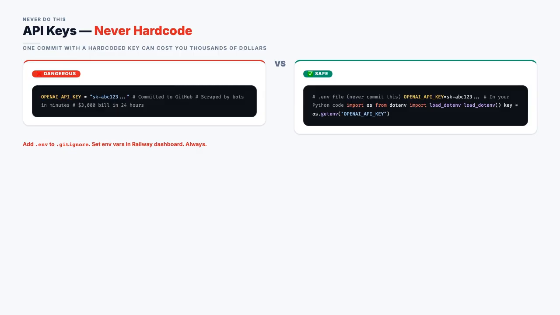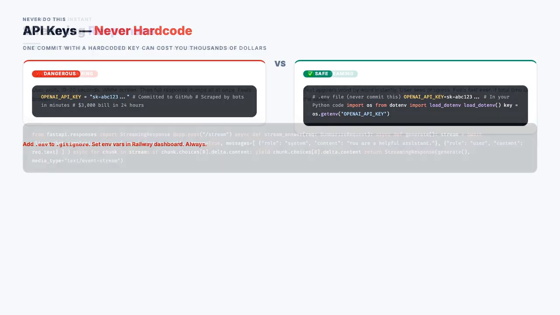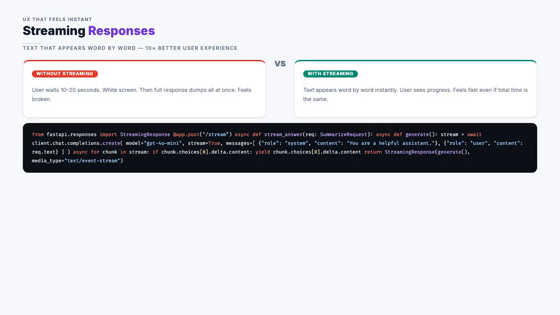Put keys in a .env file. Just add that file to .gitignore and load it with python-dotenv. On Railway, set environment variables through their dashboard. And your code never touches the actual key value.